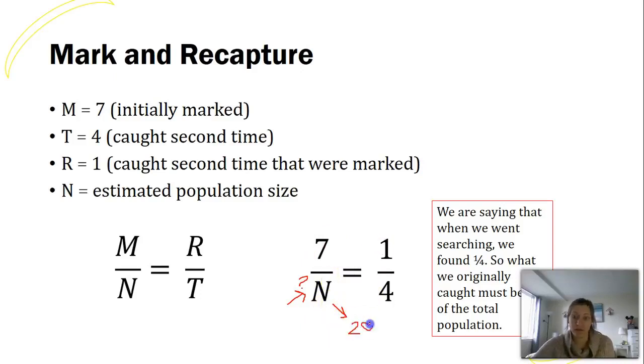So this was an easy one. I can just write 28 in here. We're saying that, yeah, there were actually 28 the first time. You just happened to catch 7. And the second time, yeah, there were 4 out there. You just happened to catch 1 of them. So that's kind of how this equation works.